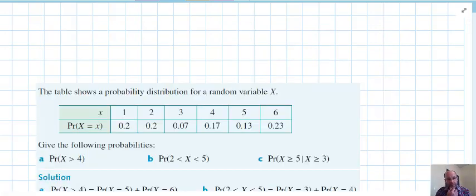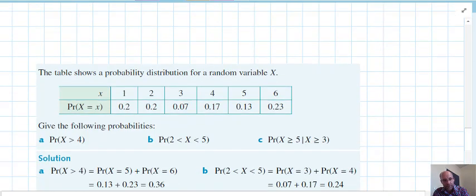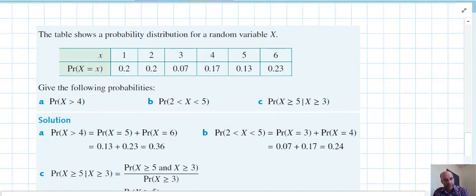So we've got another example here. We'll go through this one quickly. We've got a distribution, random variable x. It's discrete, and let's look at these various questions here. Probability that x is greater than 4. That's very much like what we did in the previous ones. We just add 5 and 6 together, and we get 0.36.